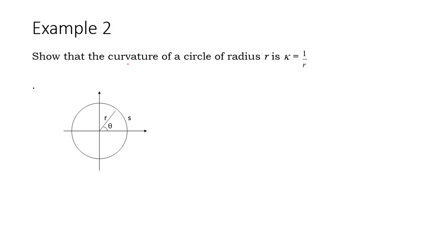Example: show that the curvature of a circle of radius r is kappa equal to 1 over r. This figure shows a circle with radius r and angle theta.